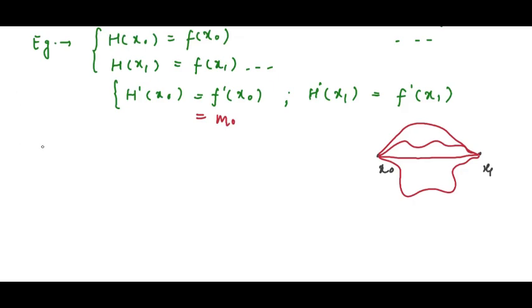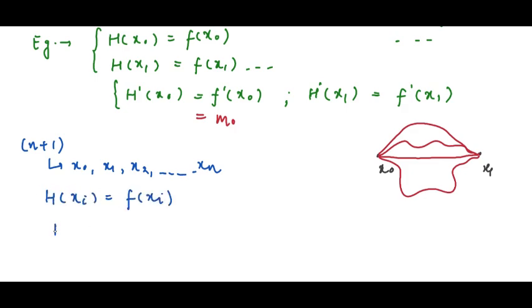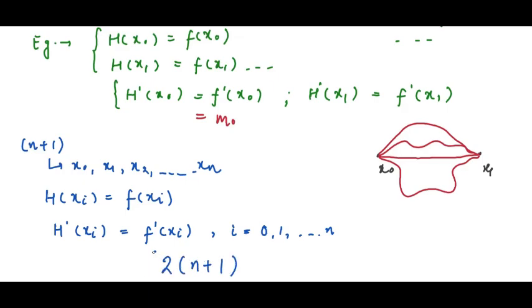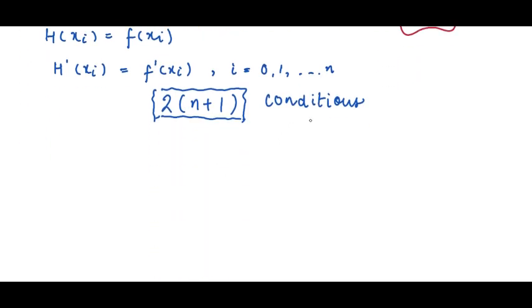Now suppose we have n plus 1 distinct points, x0, x1 and up to xn. If function values and first derivatives are known at every point, then the Hermite polynomial H(x) satisfies H of xi equals f of xi, and H dash xi equals f dash xi, for i equals 0, 1 up to n. Since there are two conditions at each point, we have twice of n plus 1 conditions. Therefore, the corresponding Hermite polynomial generally has degree at most 2n plus 1, and this is an important result.